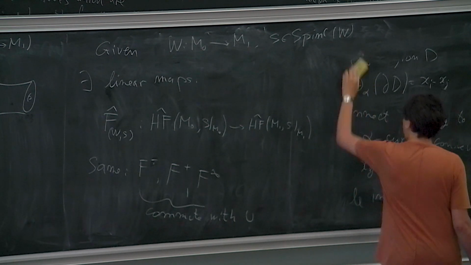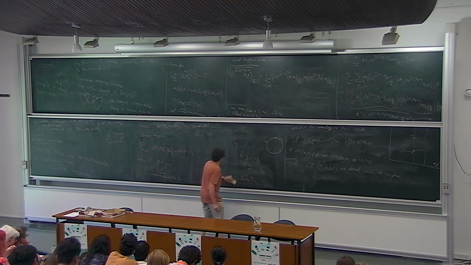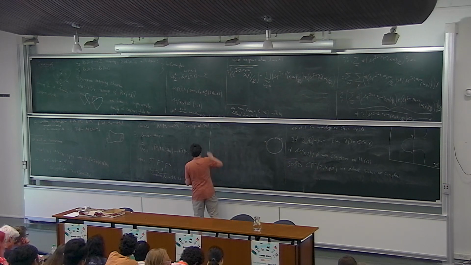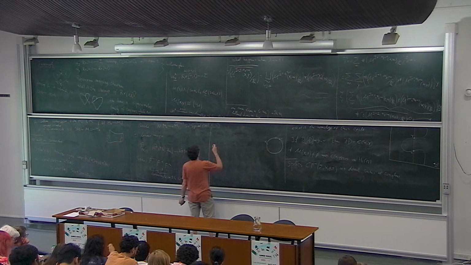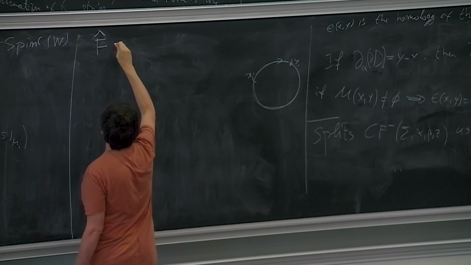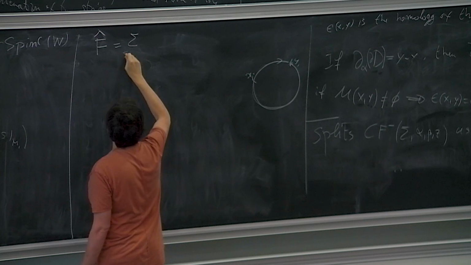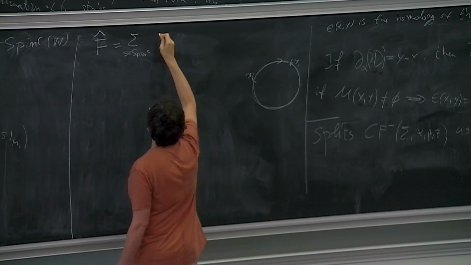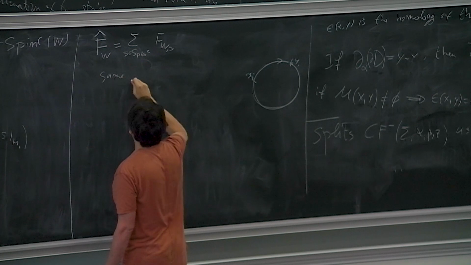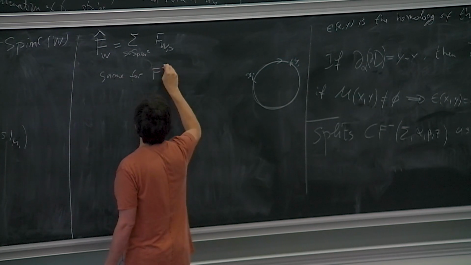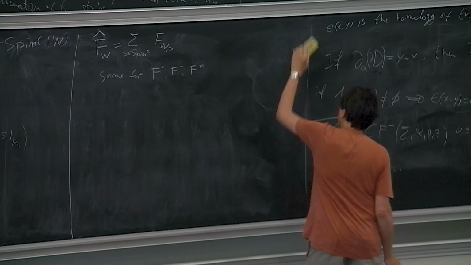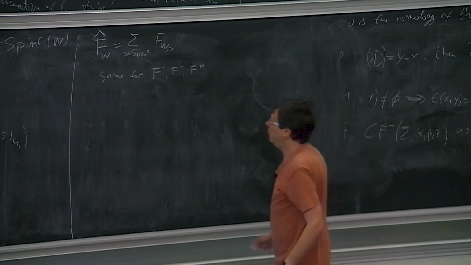And that's probably the last time I'm going to mention spin^c structures today, unfortunately, or maybe not the last, but almost, is that we define F hat W as the sum over spin^c structures of F hat W,s, and same for F plus, F minus, F infinity. So how to define these maps?